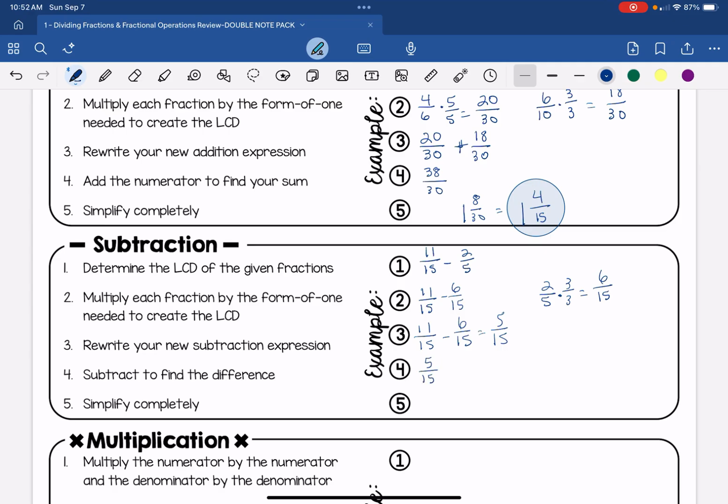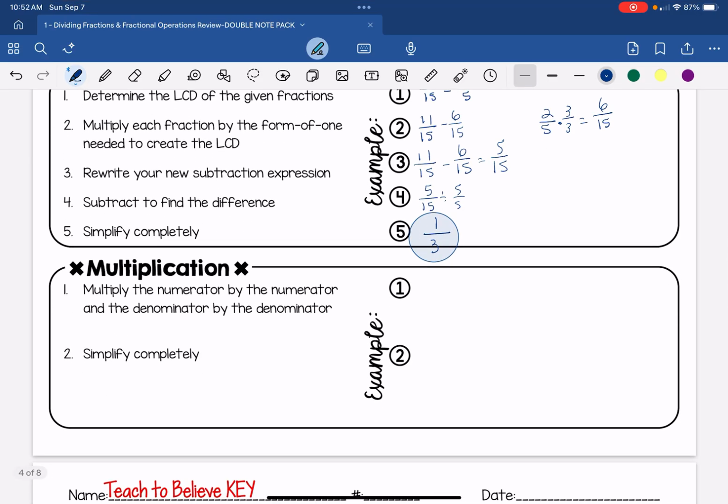3 goes into 5 and 3 goes into 15, so I could divide this by 3 over 3, or sorry, I am dividing by 5 over 5. So 5 divided by 5 is 1. 15 divided by 5 is 3. So my final answer would be 1/3.